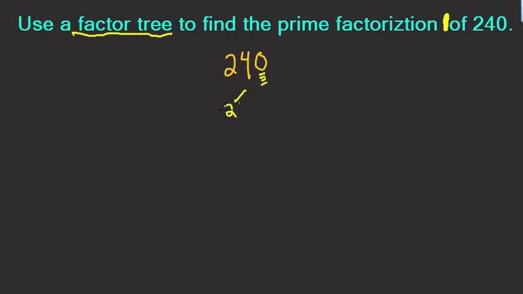Alright, so if 2 is a factor of 240, and I divide 240 by 2, what's going to be my other factor here? 240 divided by 2 is going to be 120. Alright. Now, this one ends with a 0 as well, so I can put another 2, and 120 divided by 2 is 60. Alright, now when I get a prime number, I'm going to circle those. So that for sure is a prime number. That's a prime number. 60 is not prime, and it ends with a 0, which means it's divisible by 2 again.